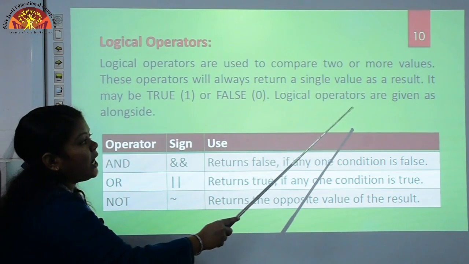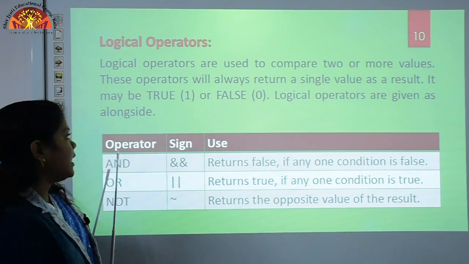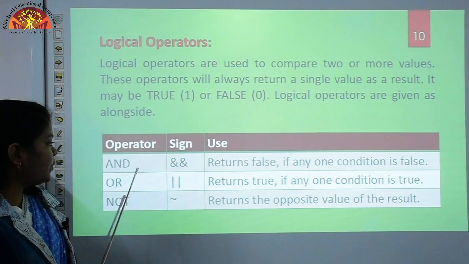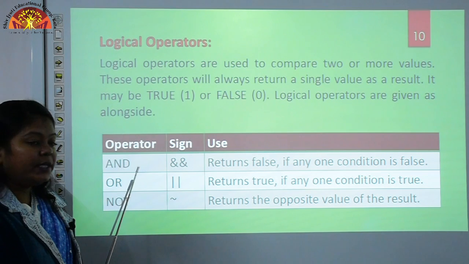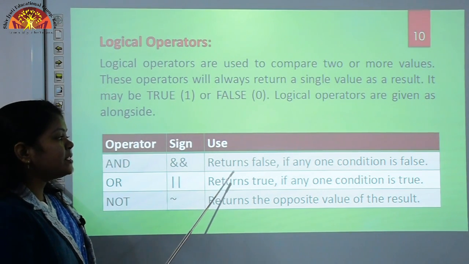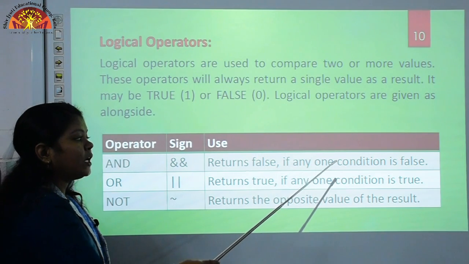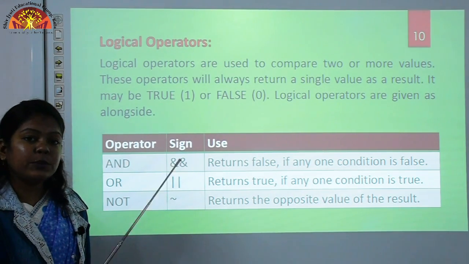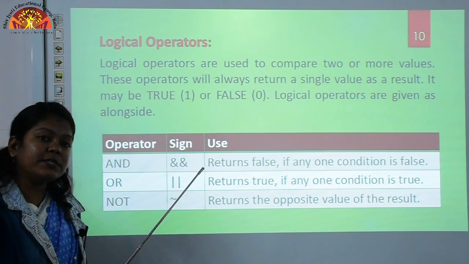Logical operators are given as alongside. So this is a table of logical operators. Here we have three operators. First we have AND operator, and this is the symbol of AND operator. AND operator returns false if any one condition is false. Okay students, अगर आपकी एक भी condition false होती है, then your result will be false.